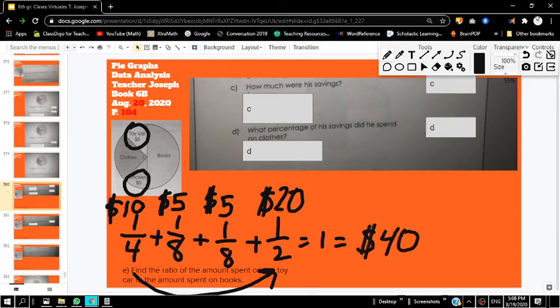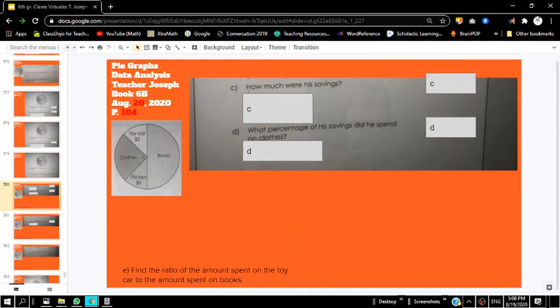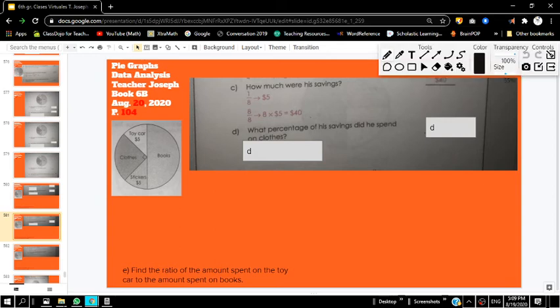Let's check that to make sure that that's correct. All right, good. 1/8 equals $5, so 8/8 or 1 times the $5 unit equals $40. You can see it's done in a little bit different way on the top, but we still came up with the same answer, $40. Letter D says, what percentage of his savings did he spend on clothes? Well, we know that we just figured that out, actually. Problem should be before letter C. Let me just try to explain it one more time.